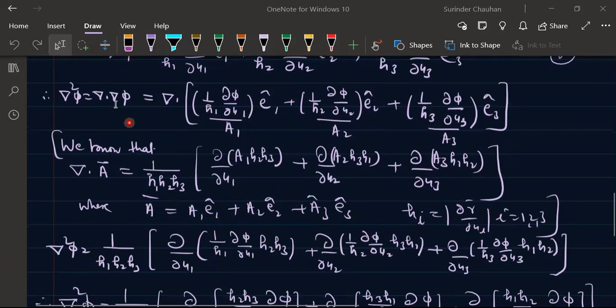Now substitute the value of the vector A, which is A1 e1 plus A2 e2 plus A3 e3. So the divergence of vector A is equal to 1 upon h1 h2 h3 into partial derivative with respect to u1 of A1 h2 h3, plus partial by partial u2 of A2 h3 h1, plus partial by partial u3 of A3 h1 h2.